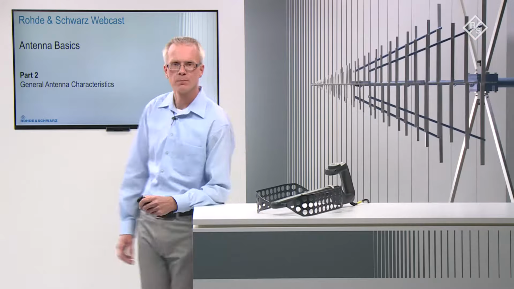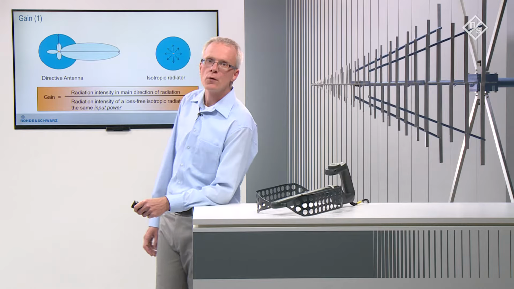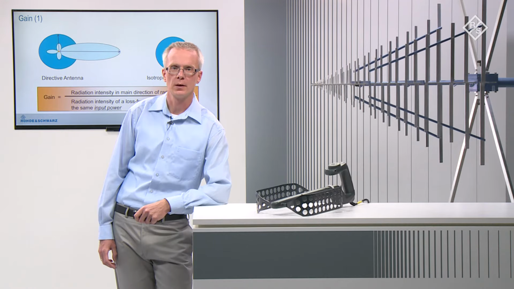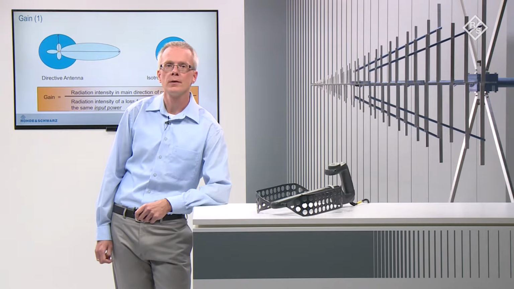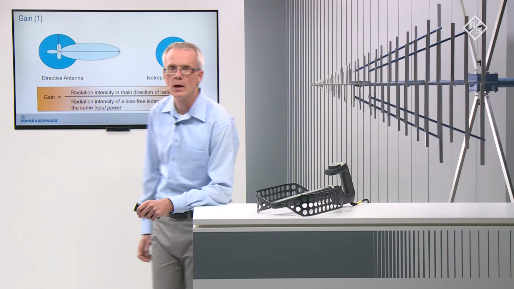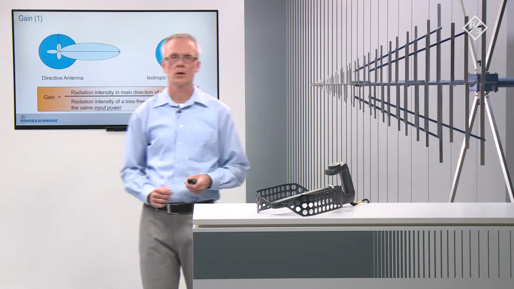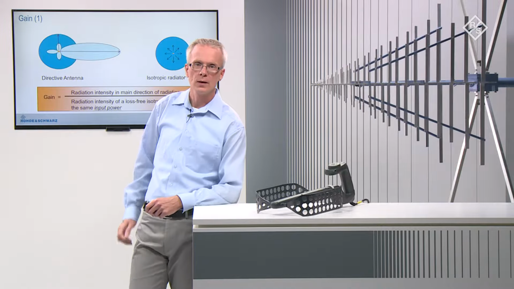In this part, I will explain the general characteristics of antennas. The gain is a measure for how much an antenna concentrates its radiation compared to a reference antenna. As a reference antenna, usually the ideal isotropic radiator is used. It can be imagined as a tiny point source radiating equally into all directions. Such an isotropic radiator only exists in theory.